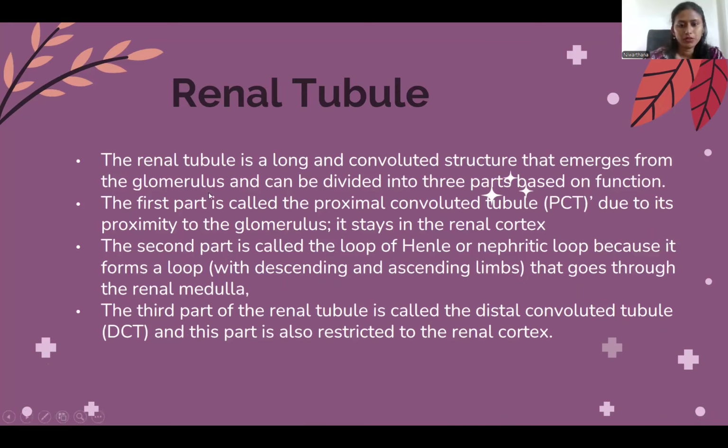The first part is the proximal convoluted tubule because it is in close proximity to the glomerulus, and it stays in the renal cortex. The second part is called the loop of Henle, or nephronic loop, because it forms a loop, and it has descending and ascending limbs that go through the renal medulla. The third part, which is most distant from the glomerulus, is called the distal convoluted tubule, and it is also restricted to the renal cortex.